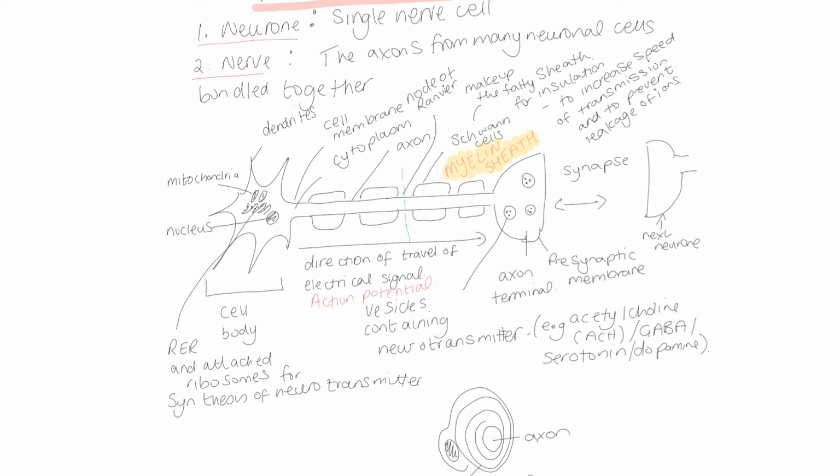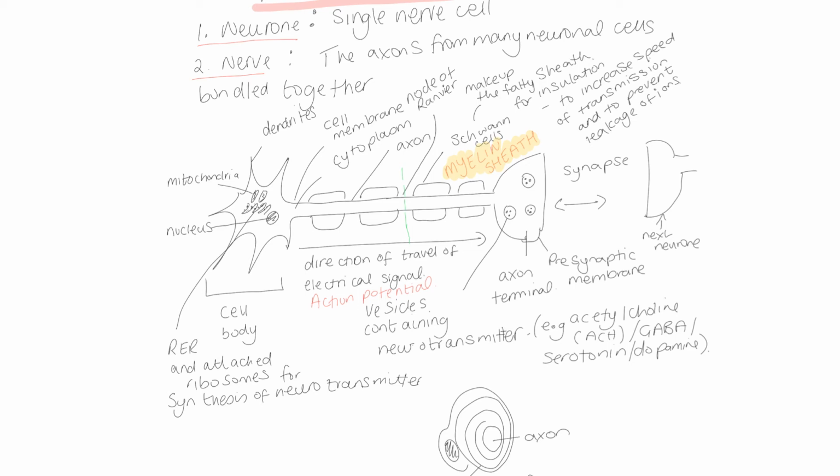In the axon terminal, there are vesicles containing a neurotransmitter, and I've just put a few examples of neurotransmitters here: acetylcholine, GABA, serotonin, dopamine. There are many others. The one that you will most commonly talk about in your A-level is acetylcholine.